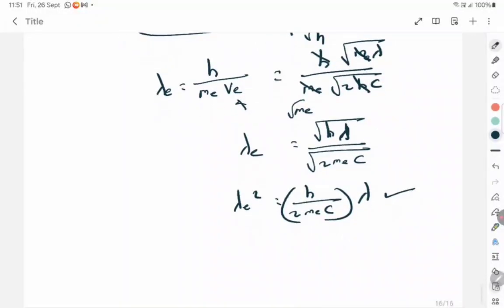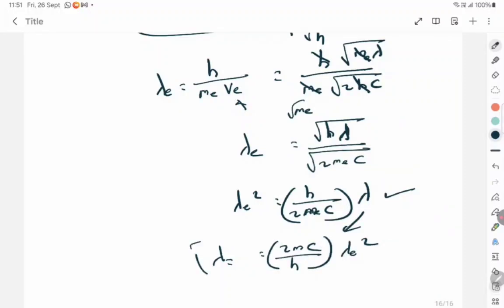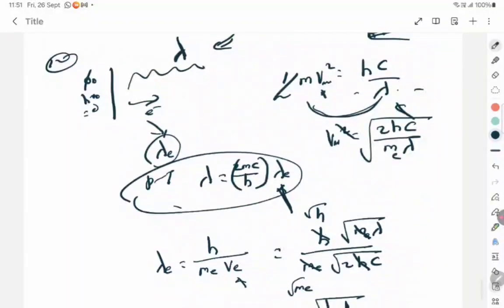And from this, can we write what is lambda from here? So lambda therefore is 2mc, m is mass of the electron, so I put me, by h into lambda e square. Just find what is lambda from this, and thus you proved the relation between lambda and lambda e square. So this is the proof.